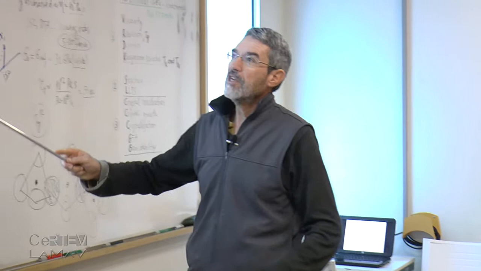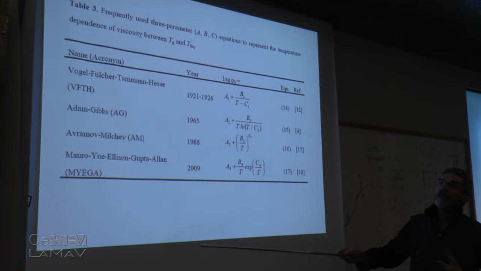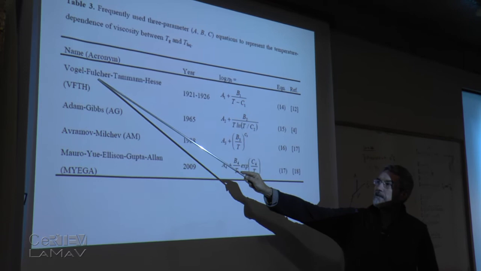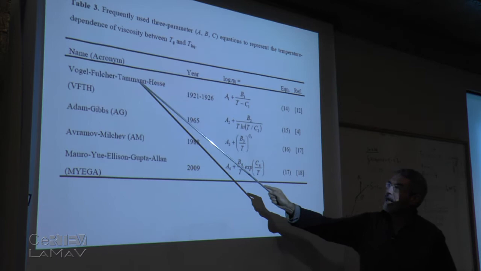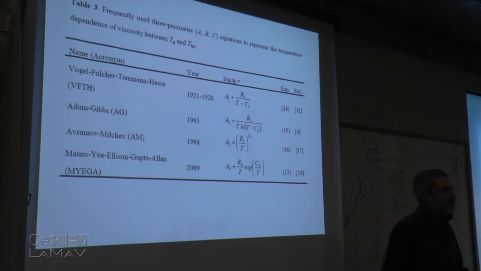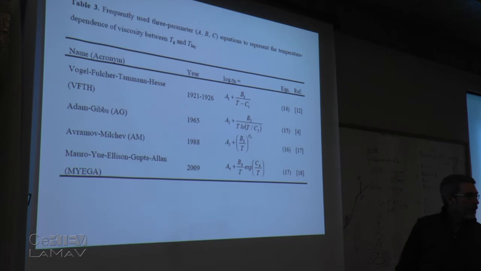A very successful equation was derived by Vogel, Fulcher, Tamman, and Hess independently. These are four independent works. Fulcher, Vogel, Tamman, Hess, in about the same years, proposed this type of equation to describe the log of viscosity.